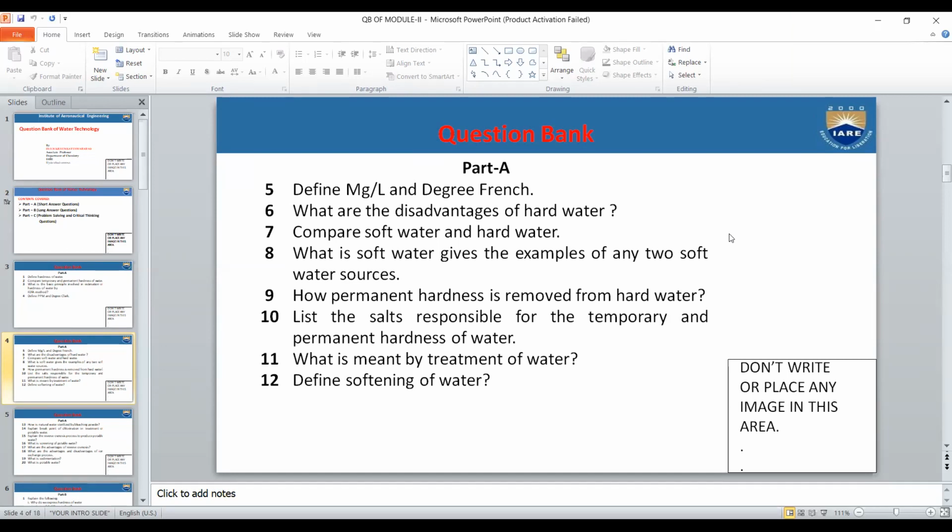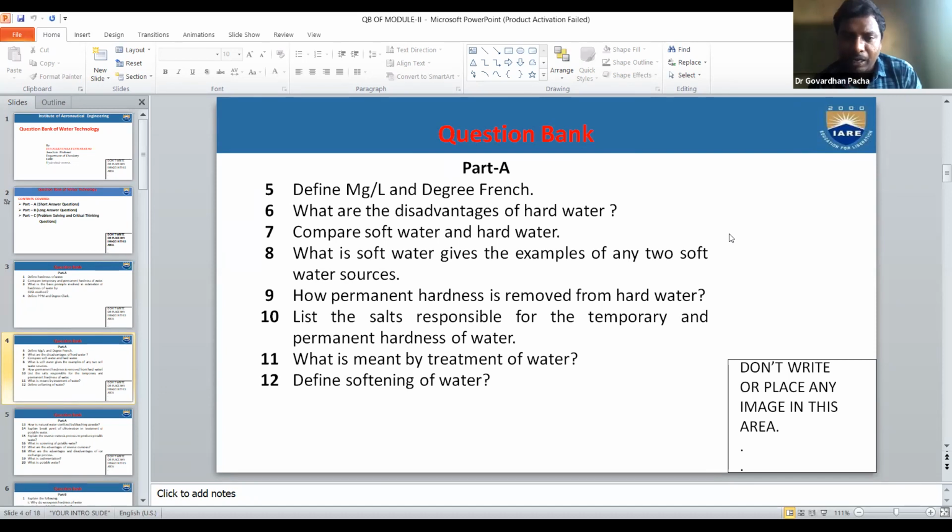Okay, and the 10th question is: list the salts responsible for the temporary and permanent hardness of water. First we see temporary hardness. Temporary hardness is caused by bicarbonates and carbonates of calcium and magnesium. That means calcium carbonate, calcium bicarbonate, magnesium carbonate, and magnesium bicarbonate. All of these salts cause temporary hardness.